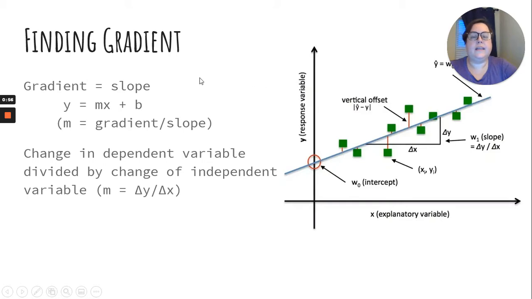Finding the gradient is just another fancy word for slope. So you use your y equals mx plus b, so the change in y over the change in x, dependent over independent. So make sure that when you're graphing your graphs for your IA, that you're putting the dependent variable on the y and the independent variable on the x value.